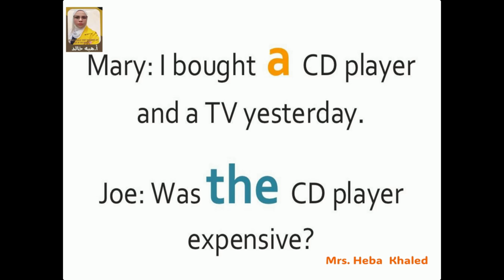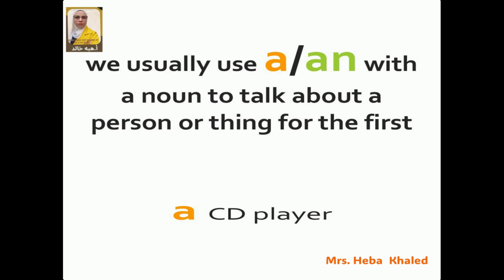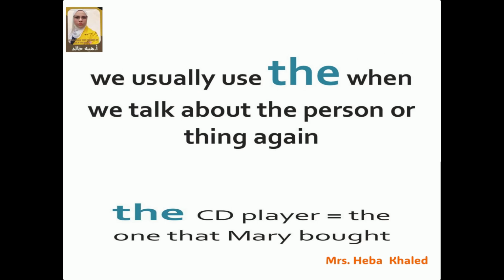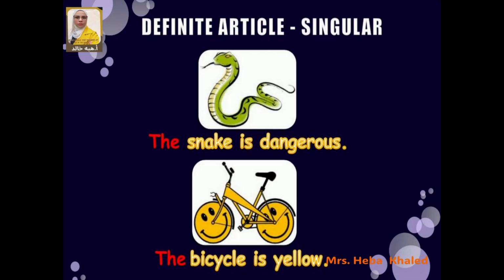When I mention the CD player for the first time, I use an indefinite article like a or an. Now, when I use the CD player for the second time, I use the, because now the speaker knows which CD player I'm talking about. We usually use a or an with a noun to talk about a person or a thing for the first time, like a CD player. But when I mention it the next time, the CD player, the one that Mary bought, I mention it for the second time. Definite article for singular and for plural, of course.